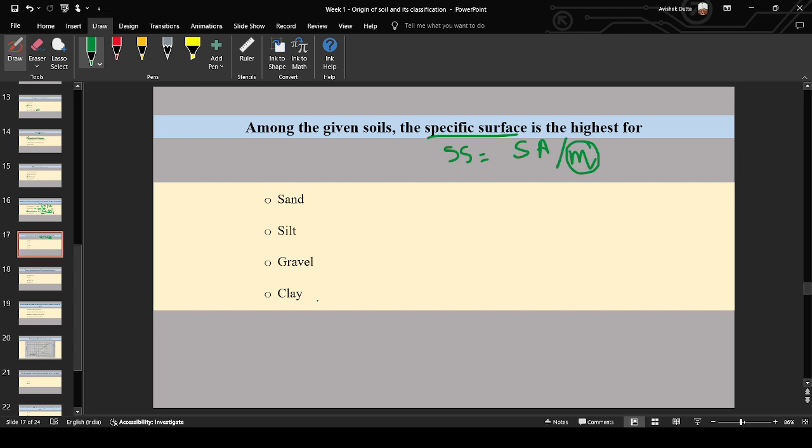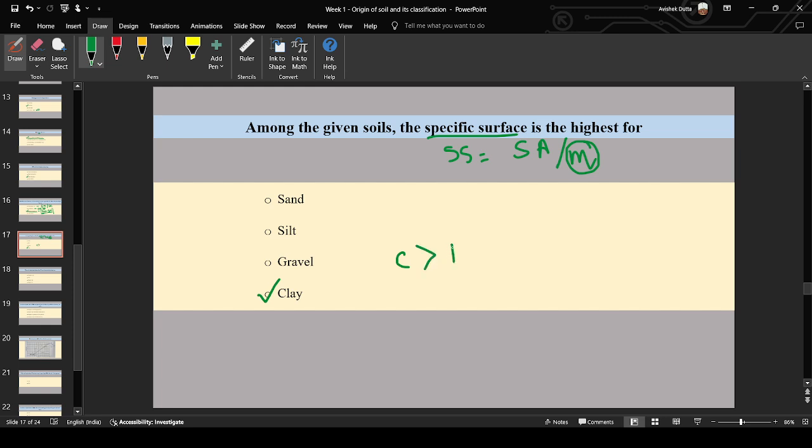Lowest particle size is clay. So among these, the specific surface is the highest for clay. And if we go by the symbols, then I write it over here. Clay has the maximum specific surface.